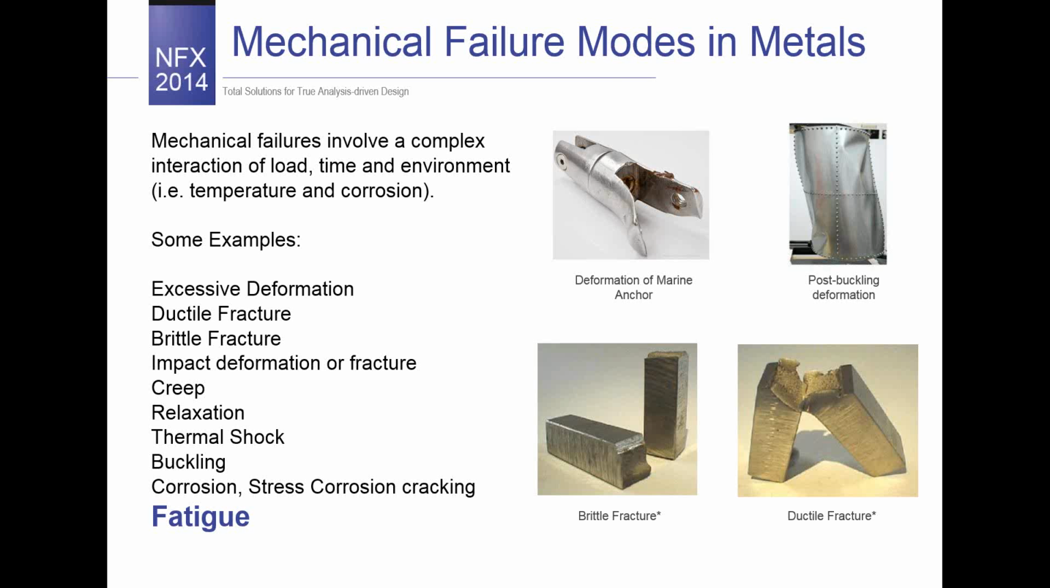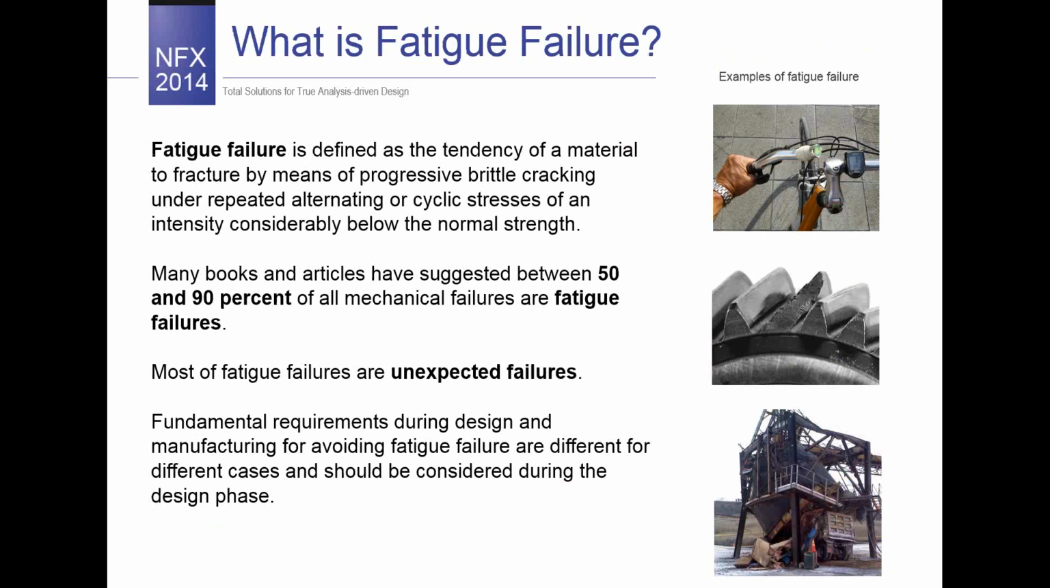So the next example is fracture. We have many types of fracture, like brittle fracture, ductile fracture, dynamic fracture. There is creep, relaxation, thermal shock, and finally there is fatigue. So what does fatigue failure mean? This is the main question, and basically fatigue failure is defined as the tendency of a material to fracture, and this is happening as the progressive brittle cracking under loading of an intensity considerably below the normal strength.